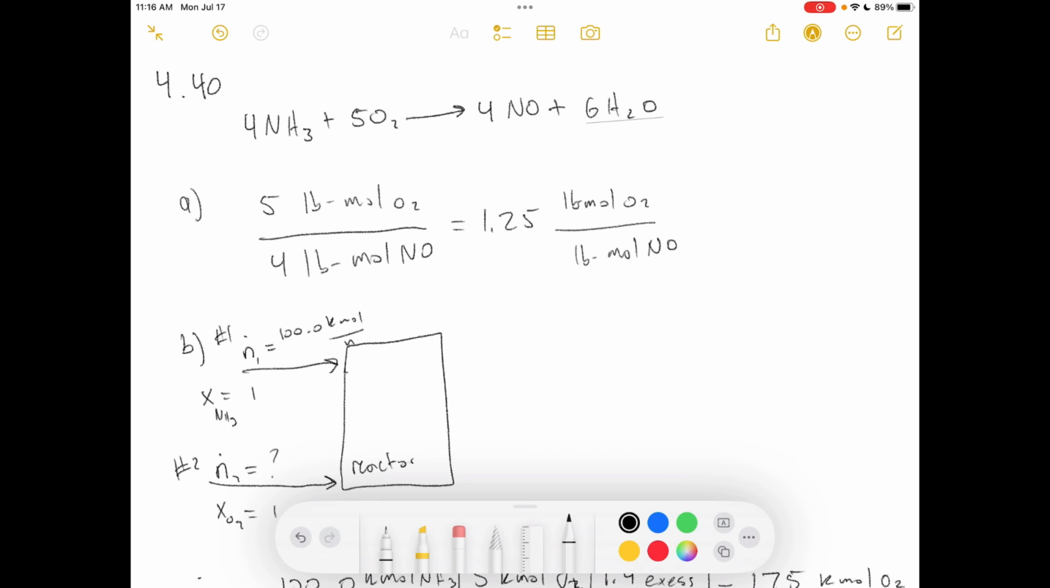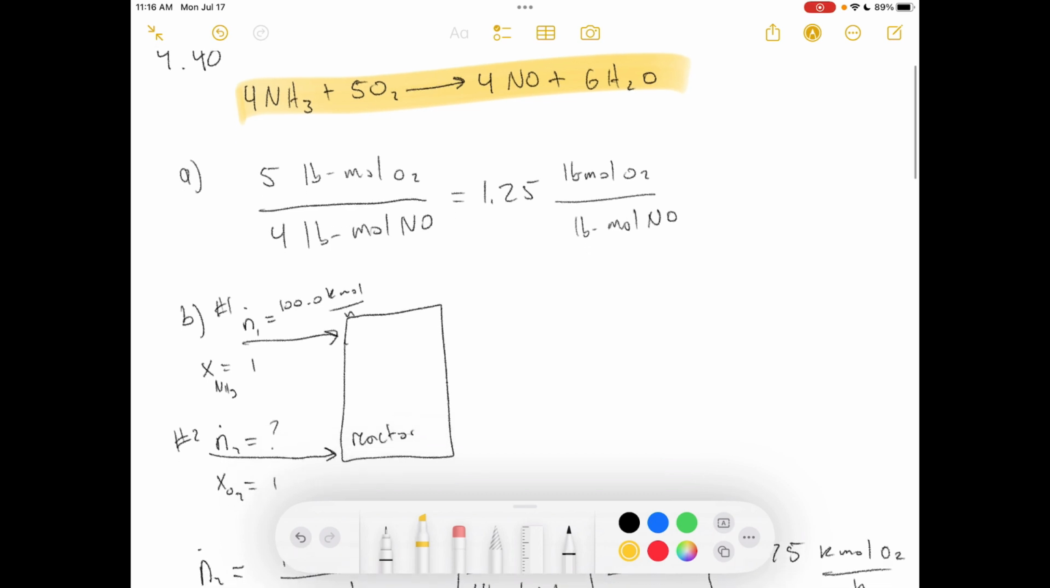Today we're doing problem number 4.40 from Elementary Principles of Chemical Processes, 3rd edition. The problem statement says, ammonia is burned to form nitric oxide in the following reaction. Part A, calculate the ratio, pound moles of oxygen reacted per pound moles of nitric oxide formed. Basically you just get this from the stoichiometric ratios here. Oxygen reacted per nitric oxide formed.